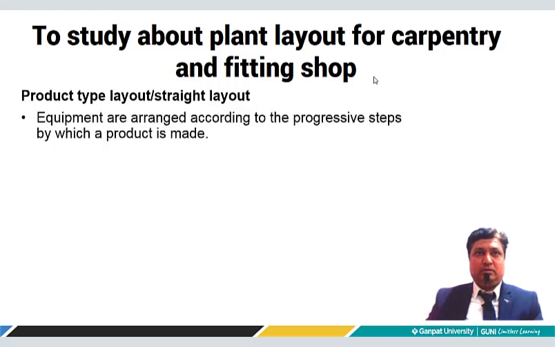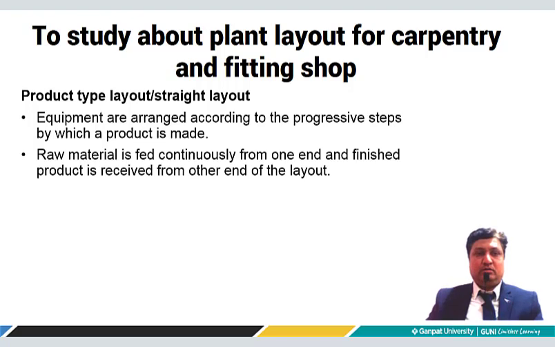In product layout, the equipment is arranged according to the progressive steps by which a product is made. In this type of layout, raw material is fed continuously from one end and the finished product is received from the other end of the layout. For example, cement industries, refineries, etc.